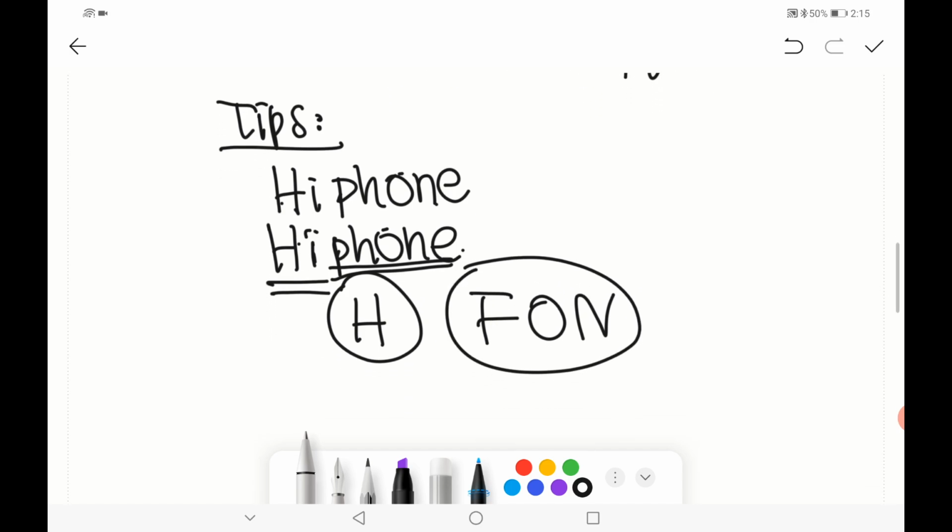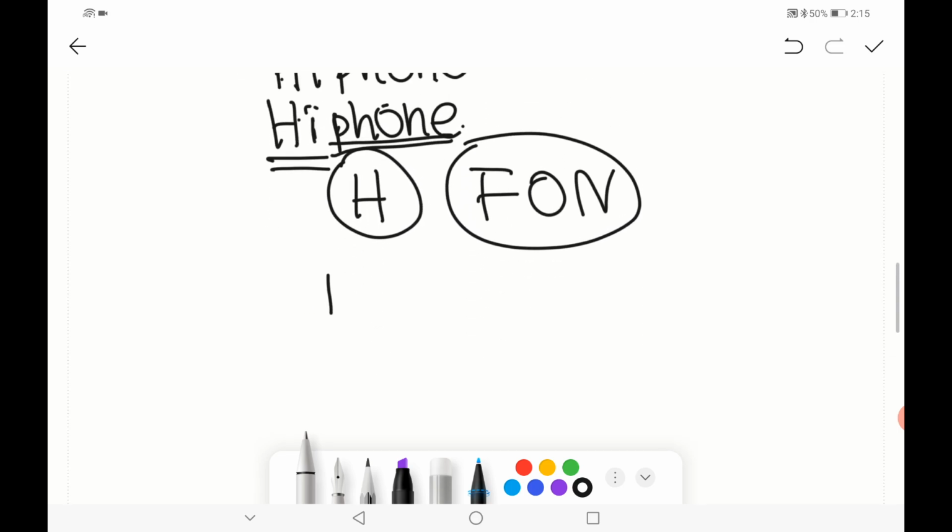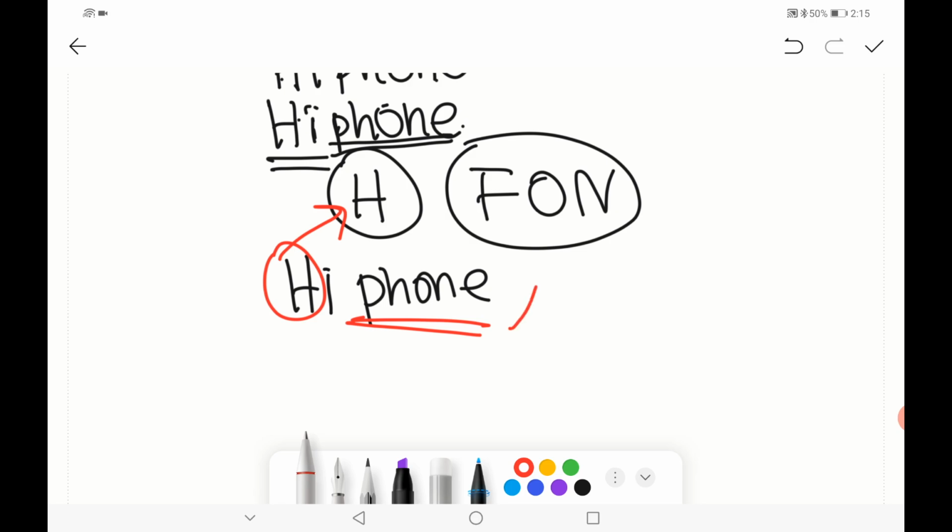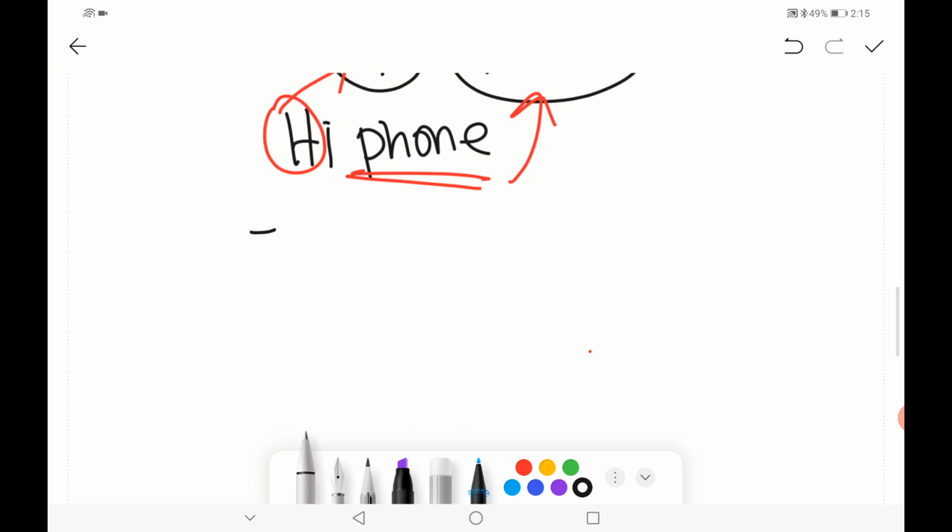So I repeat again. The way we remember it is iPhone with an extra H becomes high phone. The H stands for hydrogen, and the phone has the same pronunciation as F-O-N. So in order to have hydrogen bonding, we must have a molecule, that molecule must have H, and the H must be attached to phone, F-O-N. Let me give you some examples.